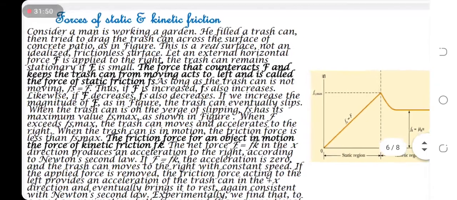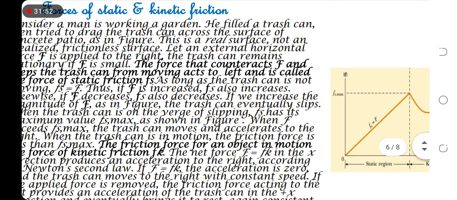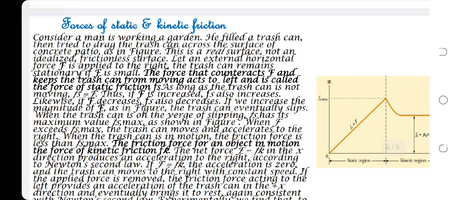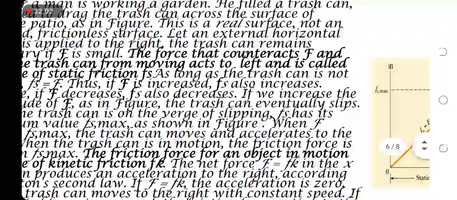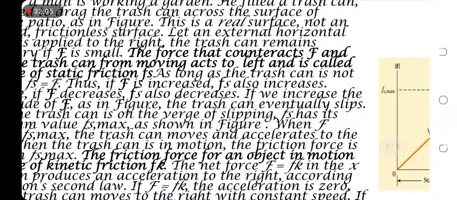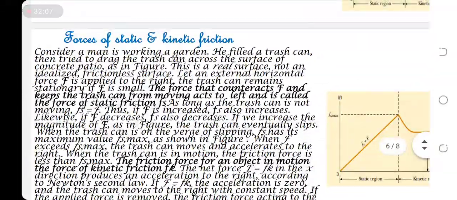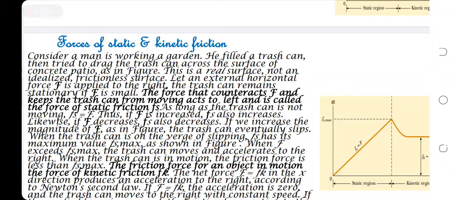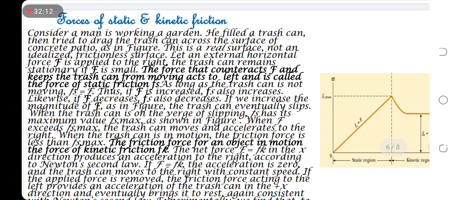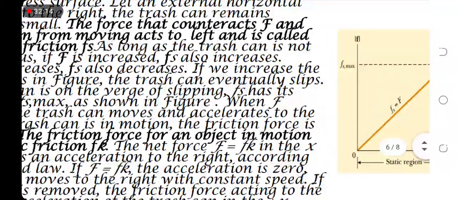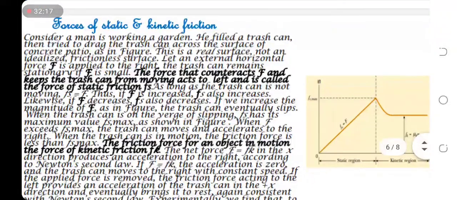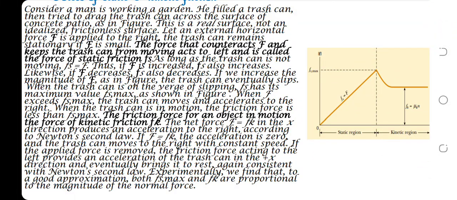Let an external horizontal force F be applied to the right. The trash can remains stationary if F is small. The force that counters F is the force of static friction. So this diagram also shows that Fs is equal to the applied force. As much as we increase the applied force, the static friction force also increases.